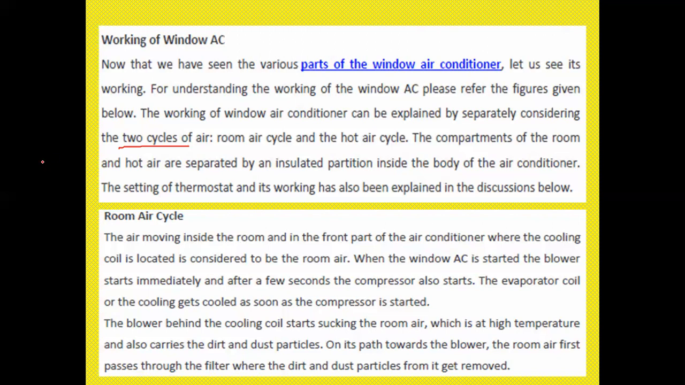Next, the room air cycle. The air moving inside the room, in front of the part of the air conditioner where the cooling coil is located, is considered to be the room air. So what is the meaning of room air? Room air means whatever air is present inside the room, and the air which is circulated on the outer part of the AC is nothing but the room air.